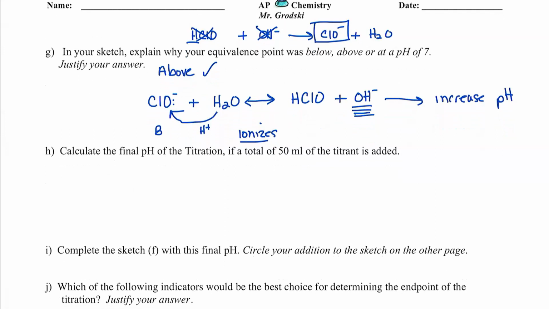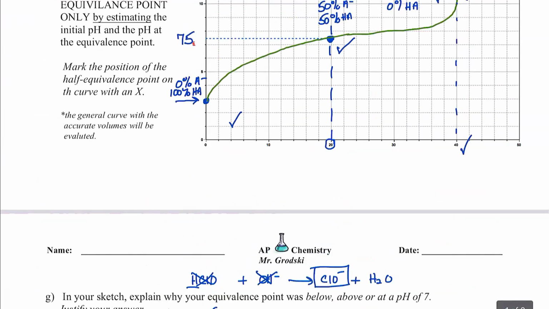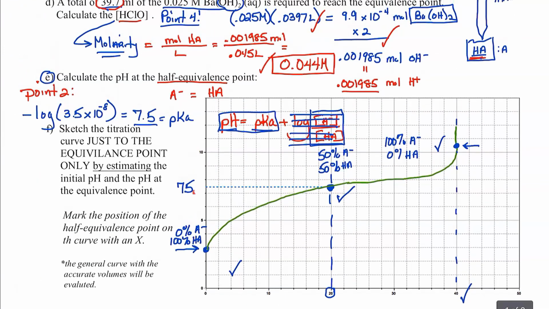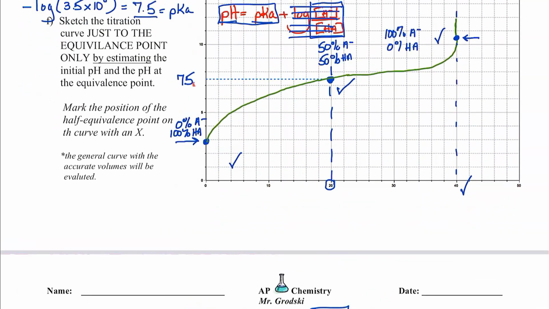Part H: calculate the final pH. This is a 0.5 question. When we did our titration curves and predicted, this is a 0.5. So how do we do this? If 50 mL of the titrant was added, titrant, of course, is the base, we see equivalence is essentially at 40.